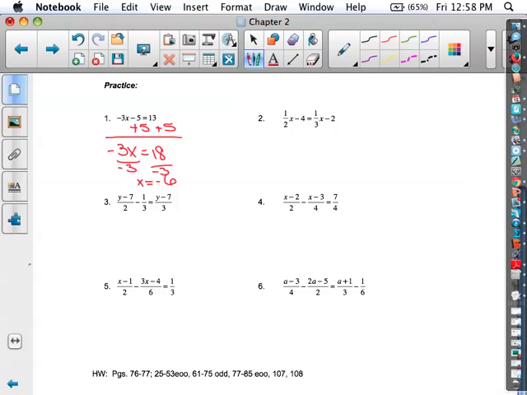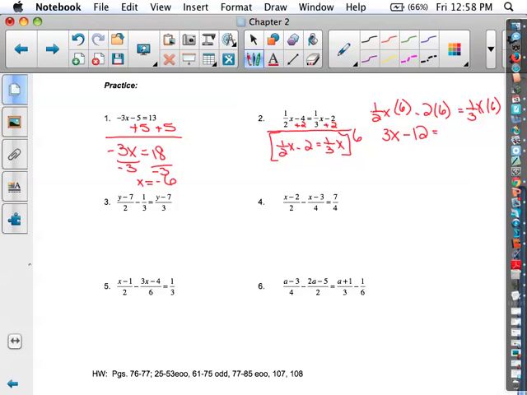When I look at the second one, I have some fractions and some integers. To simplify this, I would add 2 to both sides, and I have 1/2 x minus 2 is equal to 1/3 x. At this point, you can multiply by the least common denominator, which would be 6. So I have 1/2 x times 6 minus 2 times 6 equals 1/3 x times 6. So 1/2 of 6 is 3, so I get 3x minus 12 is equal to 1/3 of 6, which is 2x.